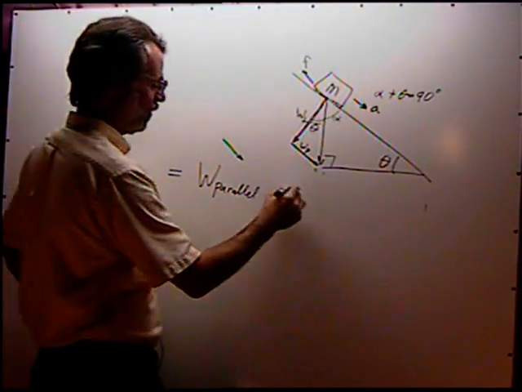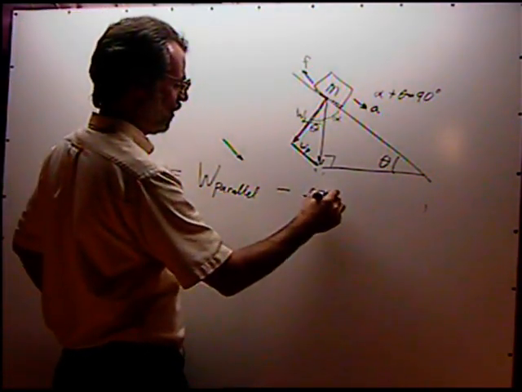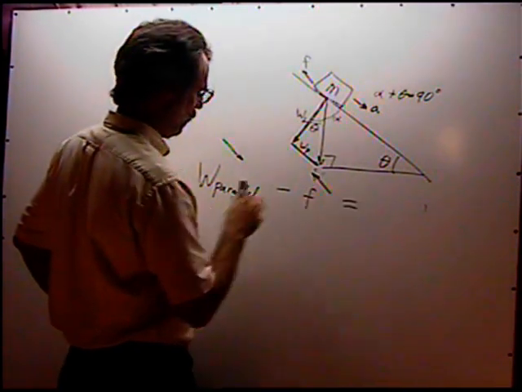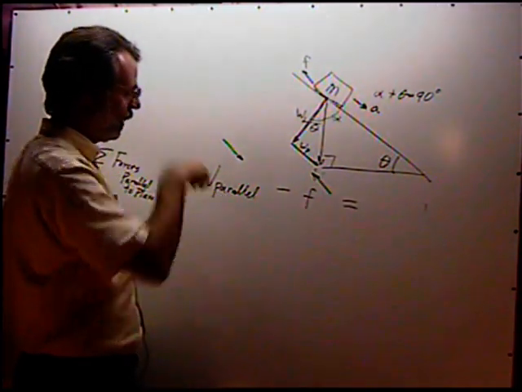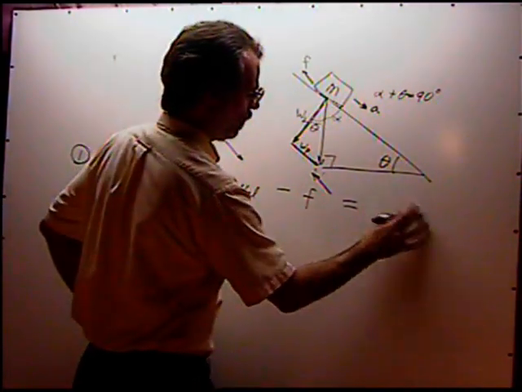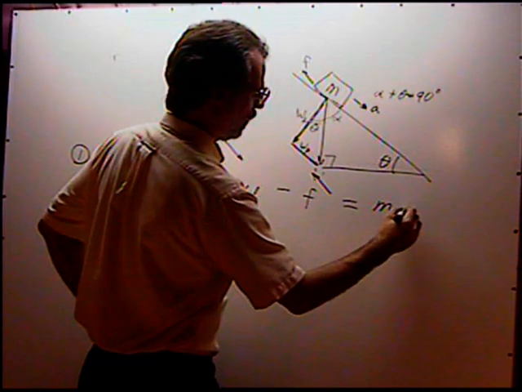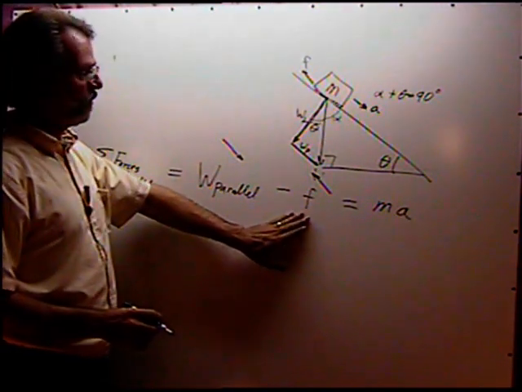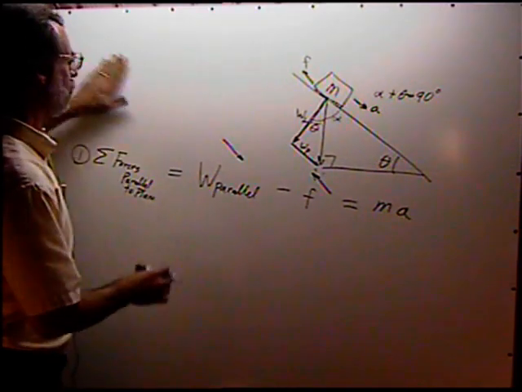So we would have to subtract a friction, which acts in the opposite direction. And the sum of those, the parallel action of the weight minus the friction, would be equal to the mass times acceleration. Now, remember back to last chapter how we calculate friction.